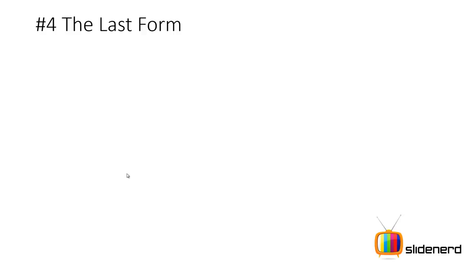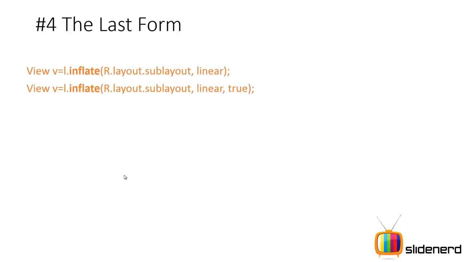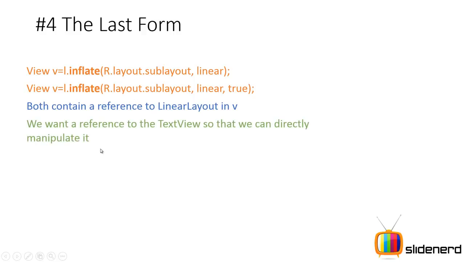So you guys ready for this? Alright, so let's discuss what we already discussed about it. We had the inflate method in two forms, right? Both of them gave a reference to this linear layout inside V, right? Problem is, we don't want a reference to the linear layout inside V. We want a reference to the text view inside your r.layout.sublayout file so that we can directly manipulate it.